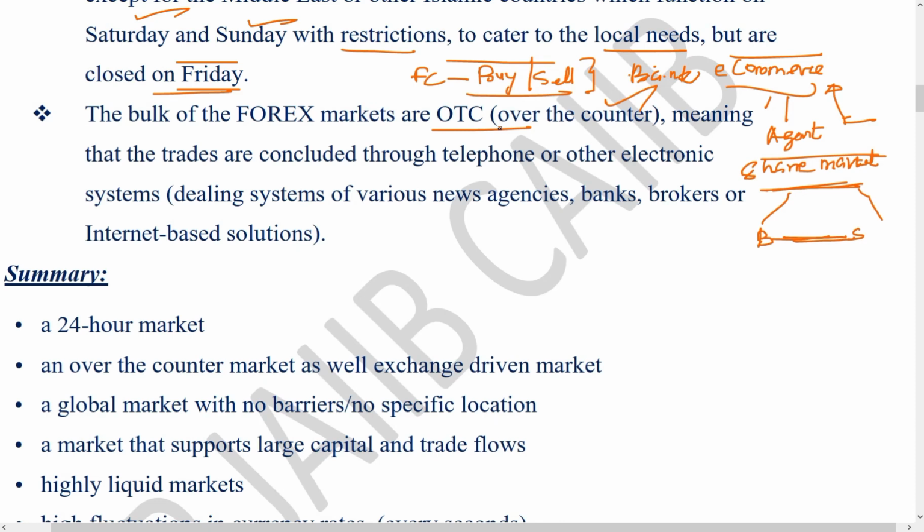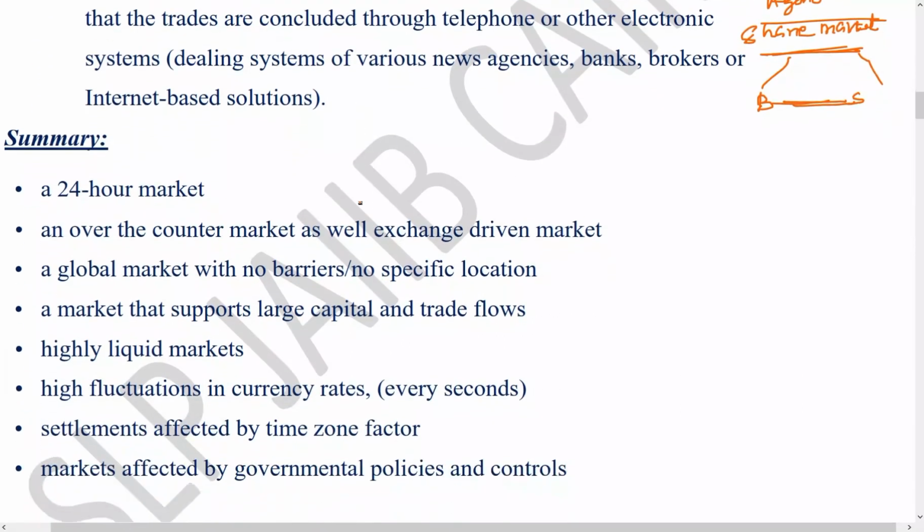So most of the forex trades happen only through over the counter, not centralized. A system where whoever can come, whoever can buy, is not evolved in India, but in foreign countries, some countries have started that. But still the forex market is mainly dependent on over the counter.